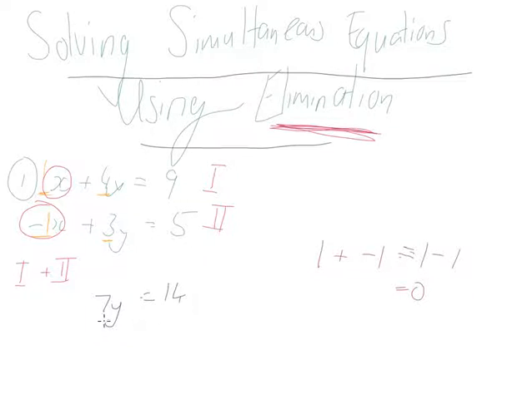So divide both sides by 7, and there you know the answer. y is 2. Okay, so that's our first pronumeral there. Similar to the last time, we need to go through and find an x value as well. So I'm going to substitute that into equation 1.